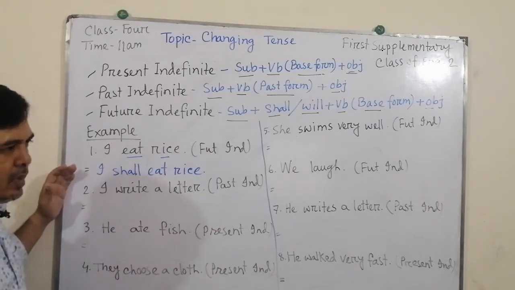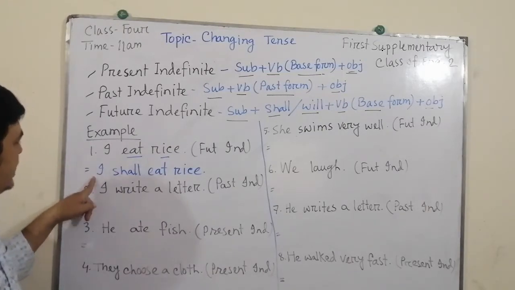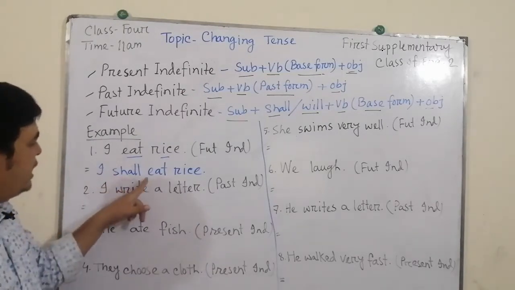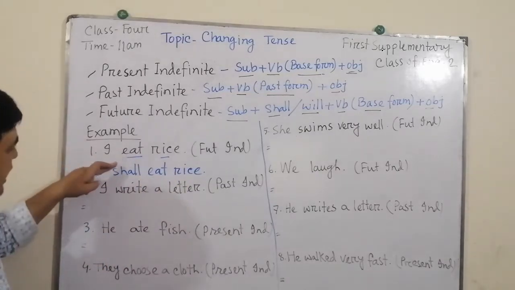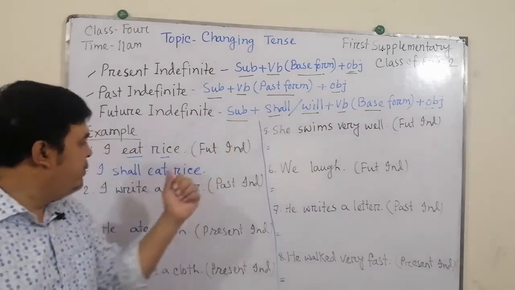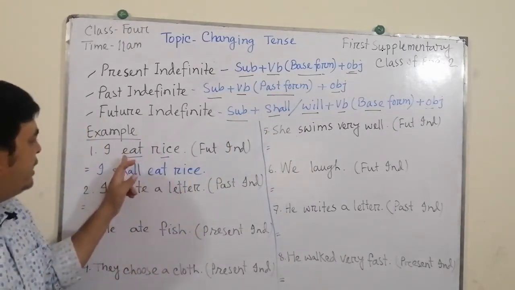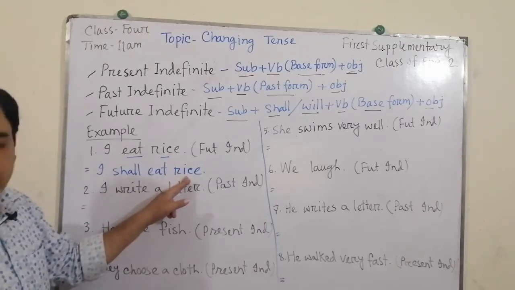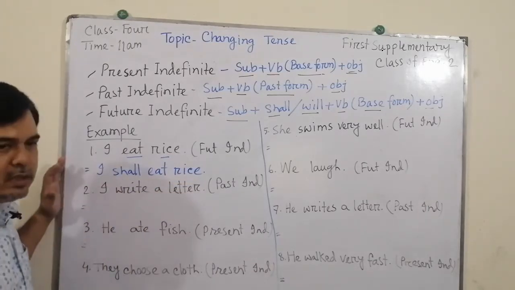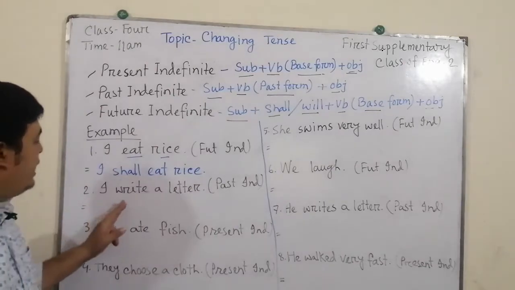How? First I take I, then I take shall, then eat and rice. So the subject, and after that there will be a helping verb shall or will, shall, then eat, and rice, the object. So it's done.